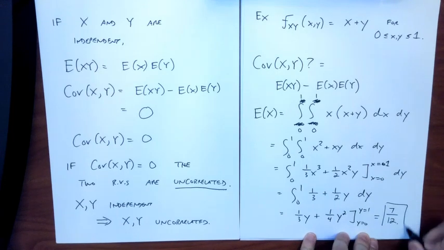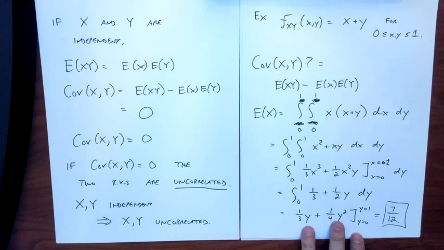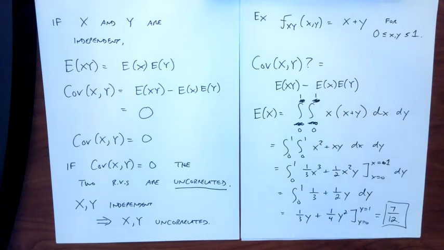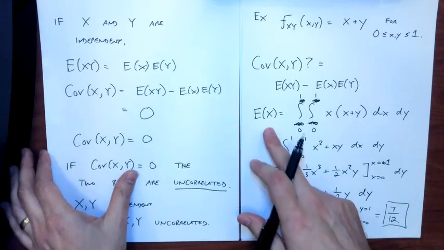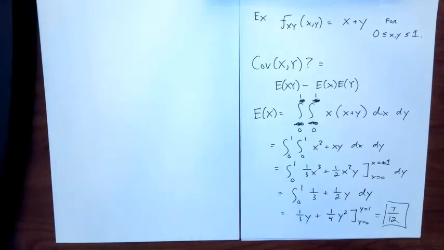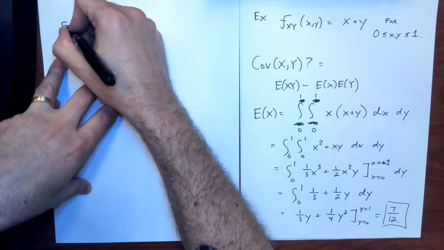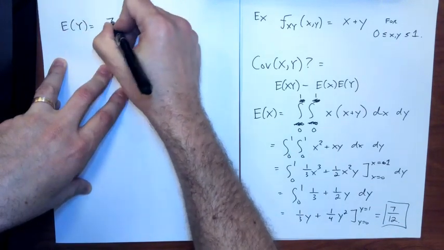Okay? So that's the first part of this. And actually, by symmetry, since x and y basically play the same role and they're defined over the same area, I can already visually see that the expected value of y is going to also be 7/12. So I'm just going to say that because I'm a professional.